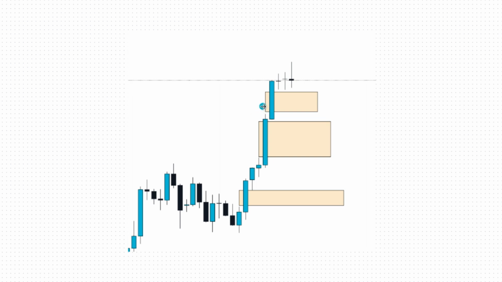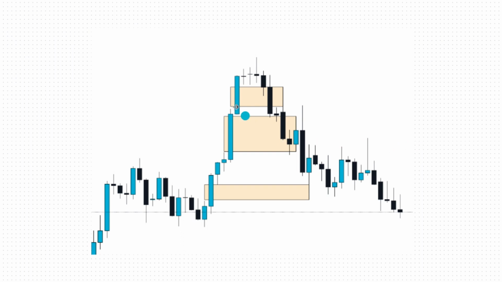So imbalance is the gap between three candles where the wicks did not touch. So the gap between the first and the third candle is known as an imbalance. Here is the full diagram of when the imbalance has been filled. So you see price traded down, filling all the imbalance, before trading to the downside.